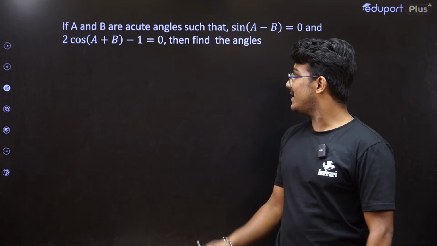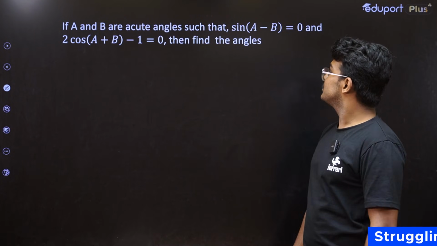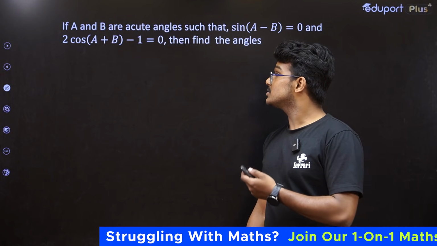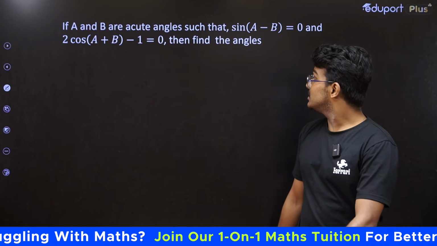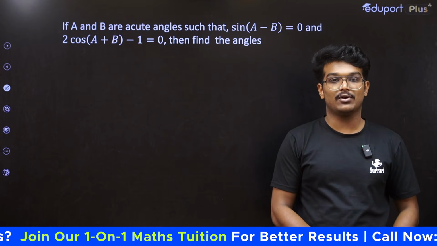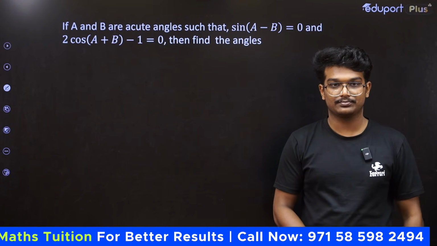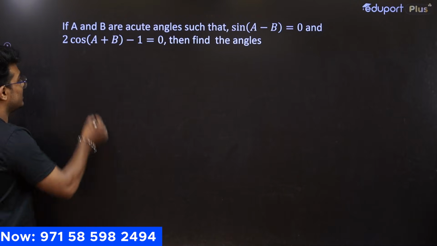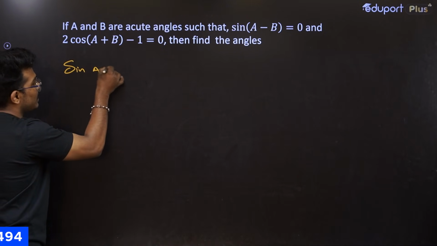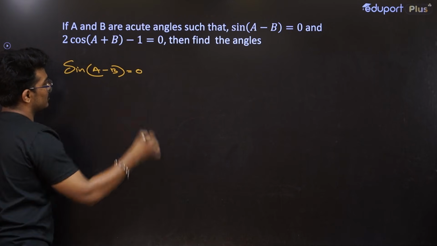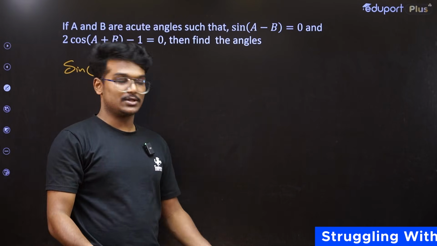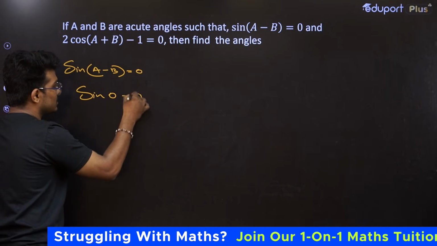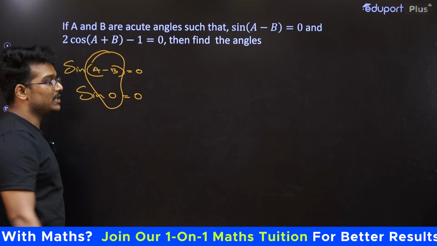if A and B are acute angles such that sin (A minus B) is equal to 0 and 2 cos (A plus B) minus 1 is equal to 0, then find the angles. So we have to find the value of angle A and angle B. Okay, let's go. So here it's already given that sin (A minus B) is equal to 0. So we already know that sin 0 is equal to 0. So A minus B will be 0.